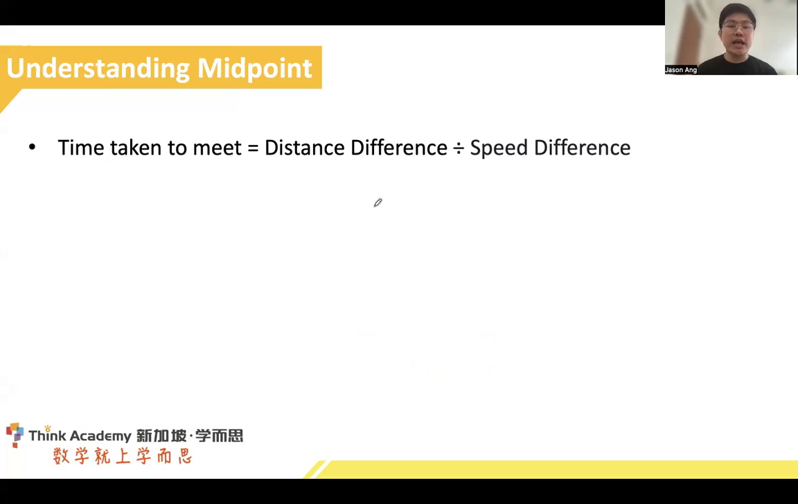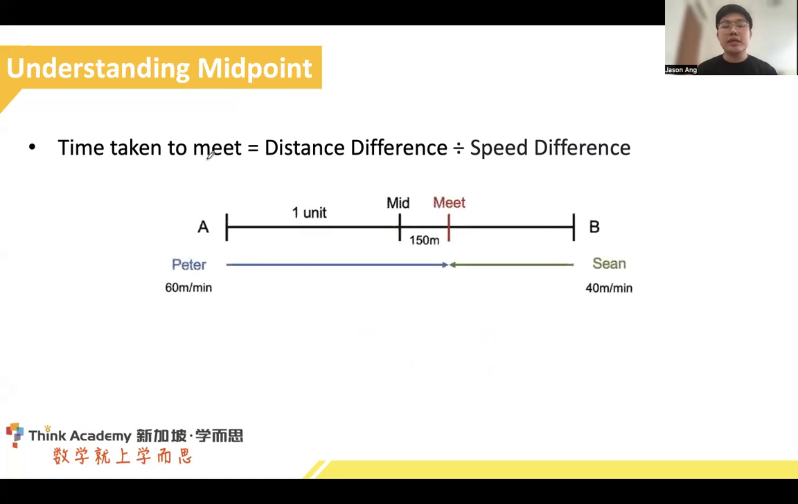For the midpoint, it is actually very similar to our previous question. So the time taken to meet is also the difference in the distance traveled divided by the speed difference. And what do I mean by the difference in the distance traveled? So we see in this case, Peter and Sean were trying to meet up again. And in this case here, Peter actually went past the midpoint between their distance by 150 meters, while Sean is in front of the midpoint by 150 meters. Now, one would assume that Peter has traveled 150 meters more than Sean, but that's not the case.